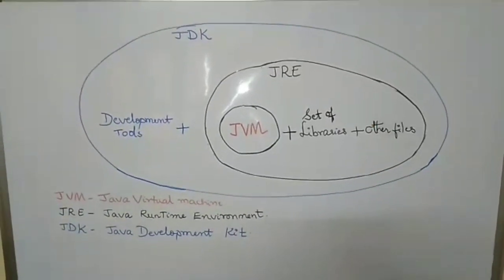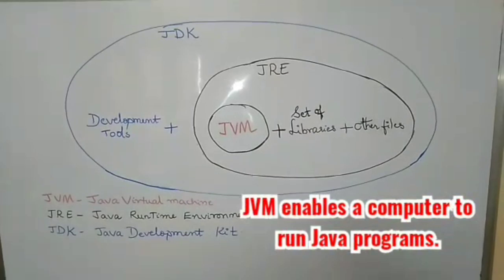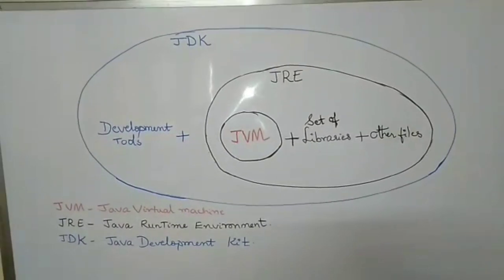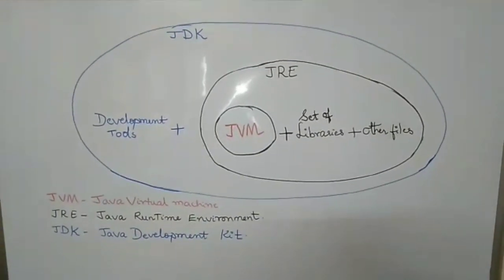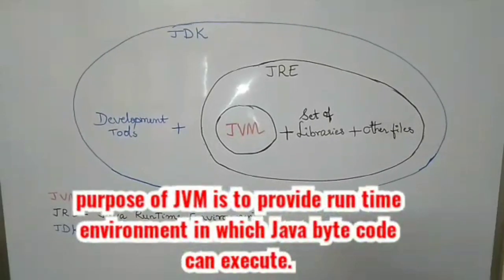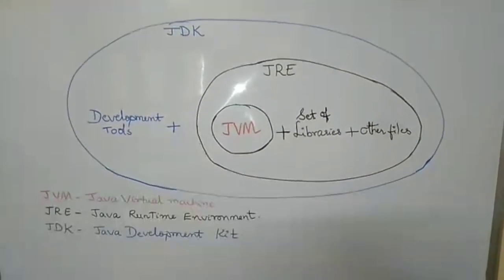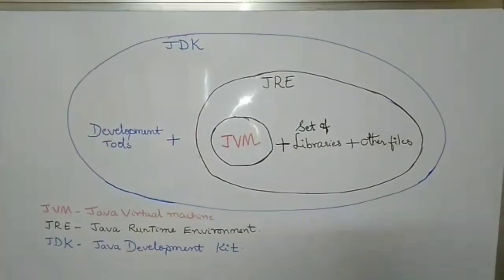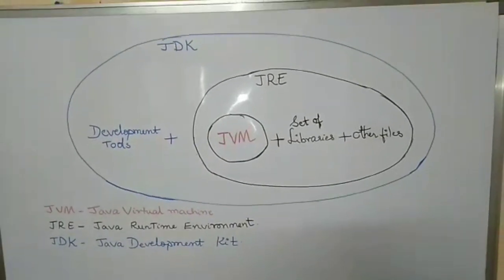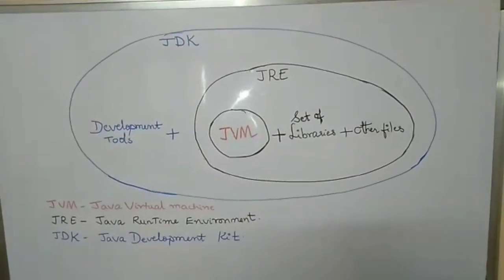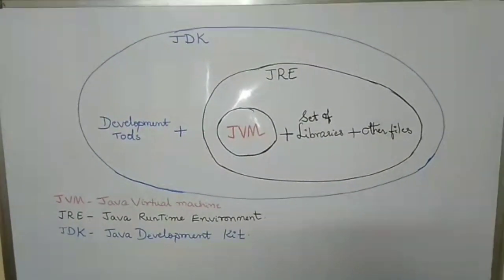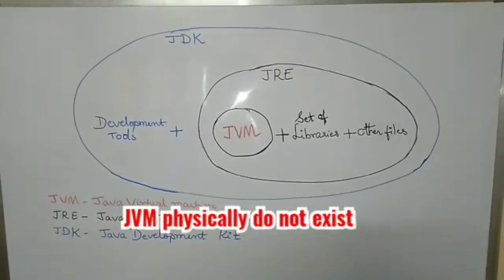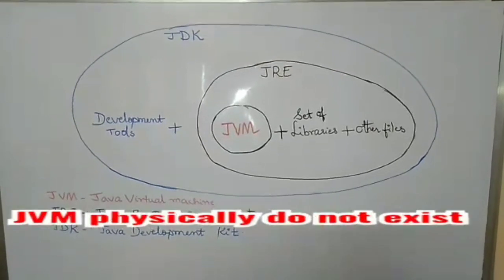Java Virtual Machine is a virtual machine that enables a computer to run Java programs. Okay, so I'll try to put it in a simpler form for you. The purpose of the JVM is to provide a runtime environment in which the Java bytecode can be executed. Why is JVM a virtual machine? JVM is a virtual machine because, unlike your computers, JVM does not have a physical box and a motherboard and chips inside. It is just a software program that resides inside the memory. So that is why we call it a virtual machine, and also we say that JVM does not physically exist.